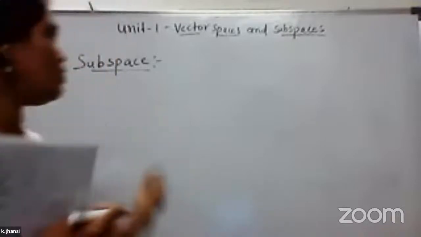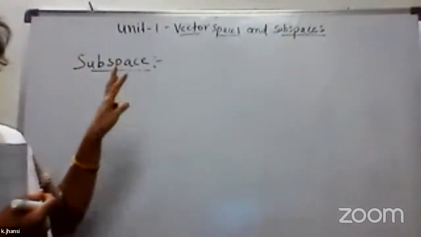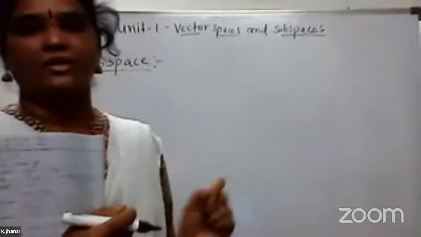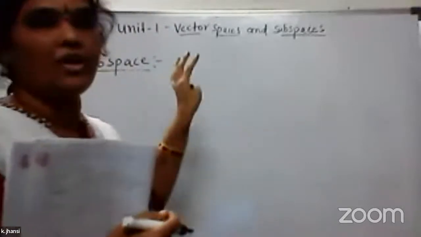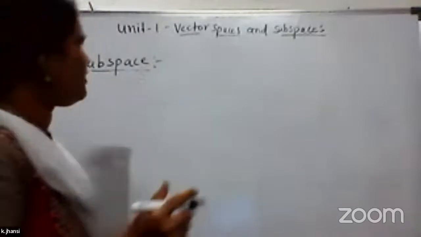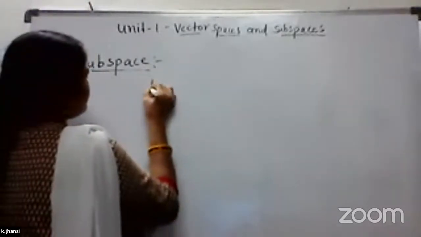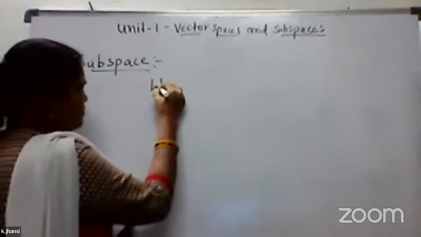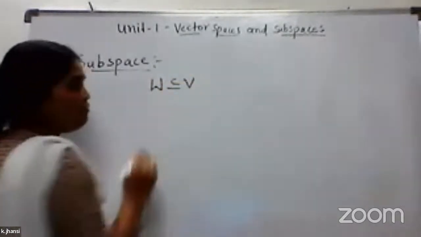Okay. So, just as you have seen subgroup in groups, or subring in rings, a similar definition will be there for subspace also. Here, if you take any subset, you are taking one set W, which is a subset of or equal to V.